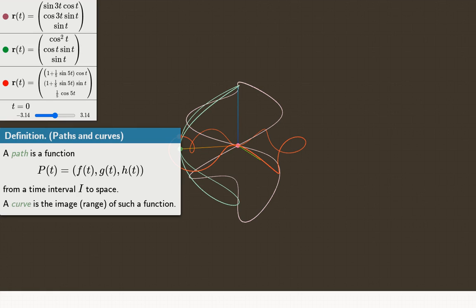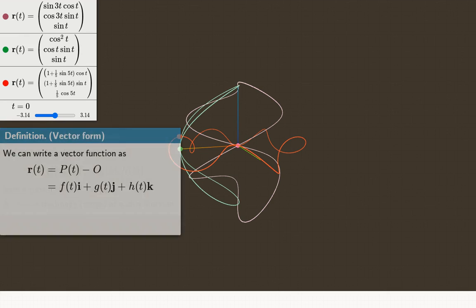The reason for distinguishing between a path and a curve is, for example, two different paths could traverse the same curve, but at different speeds. We can also express a path as a vector function by considering the vector from the origin to that point, and then we can express the components in terms of the standard unit vectors i, j, and k. We call these individual functions, f, g, and h, the component functions of this vector function.